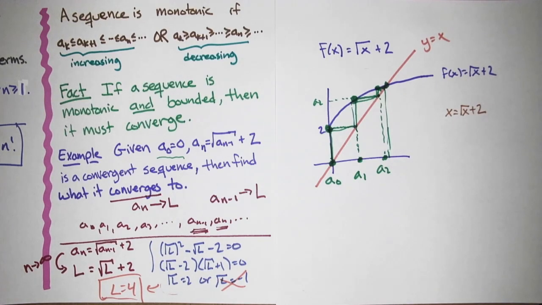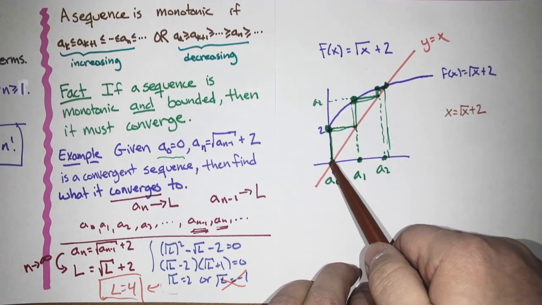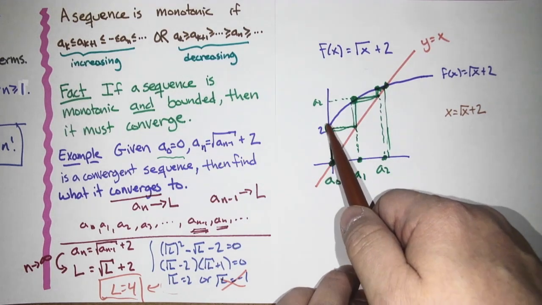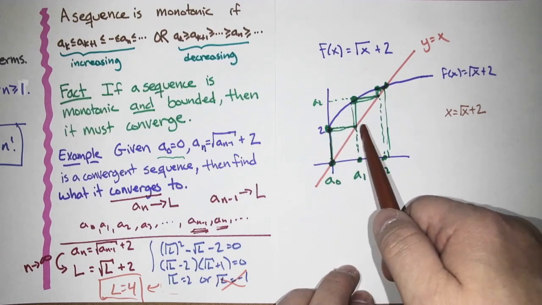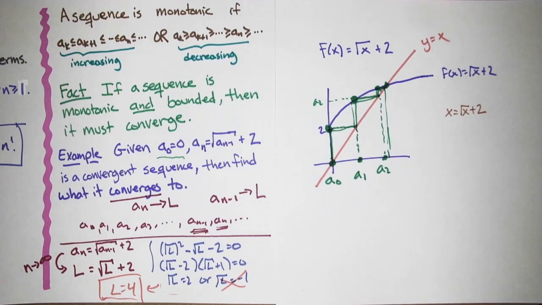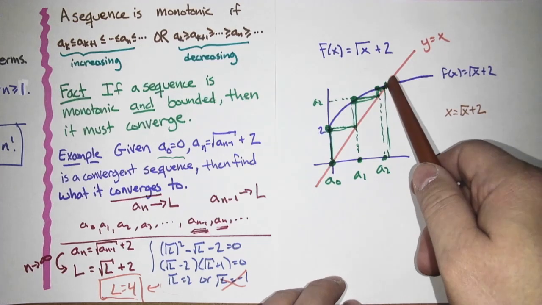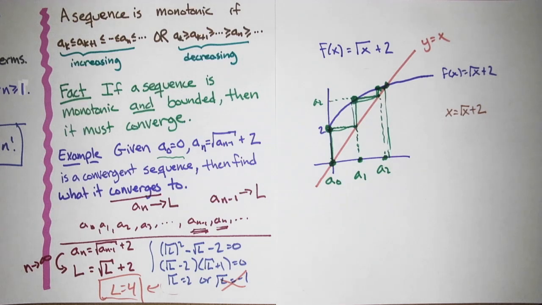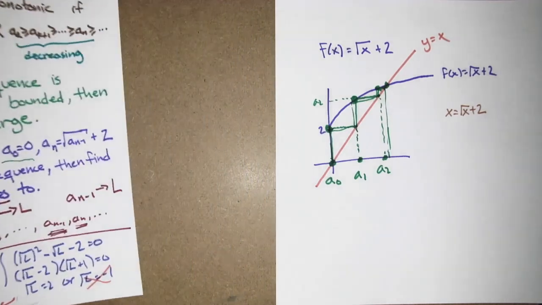Now, here, this is the justification for why it's monotonic. Because you see, every time I plug in and go across, I end up further to the right downstairs. So it's monotonic. How do I know it's bounded? If I start below 4, I have to stay below 4. So it's bounded by 4. Now, of course, these are very, very simple cases, but this shows you the kind of things that can happen.